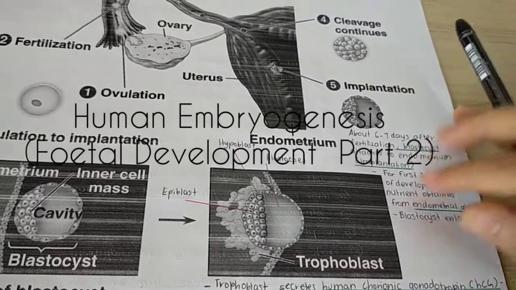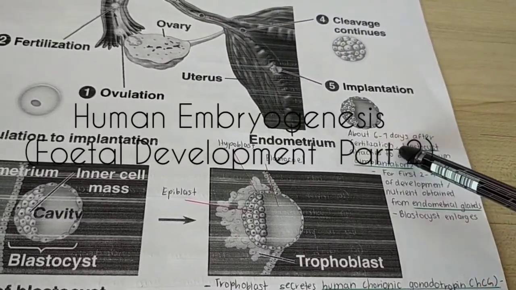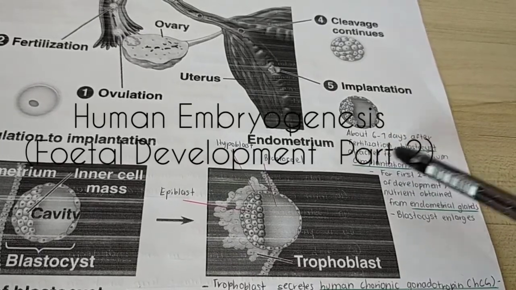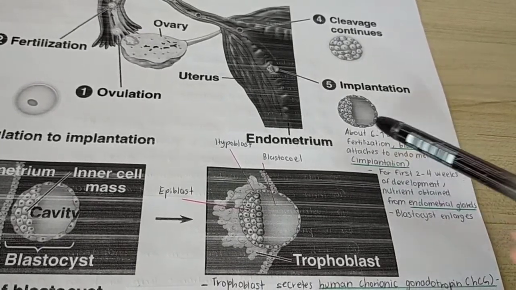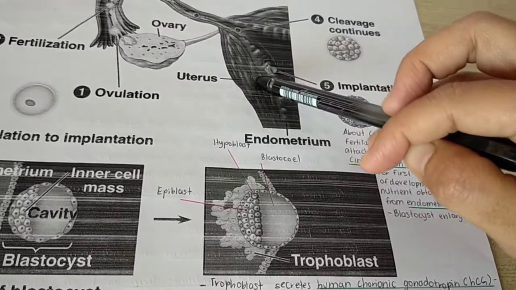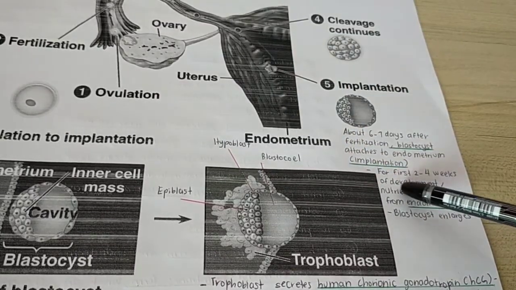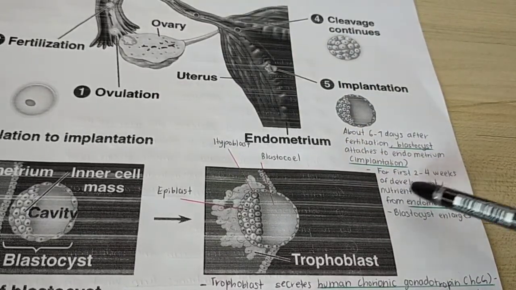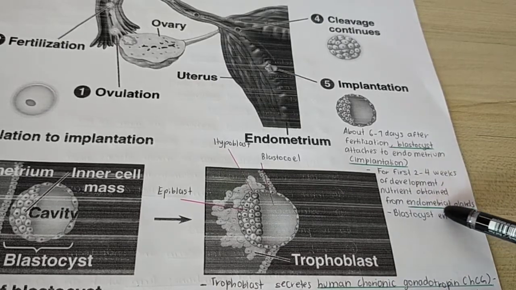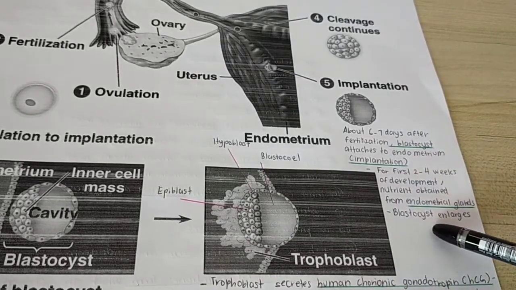Okay, so next we proceed. About 6 to 7 days after fertilization, blastocysts attach to the endometrium, a process we call implantation. For the first 2 to 4 weeks of development, nutrients are obtained from the endometrial glands, so the blastocyst enlarges.